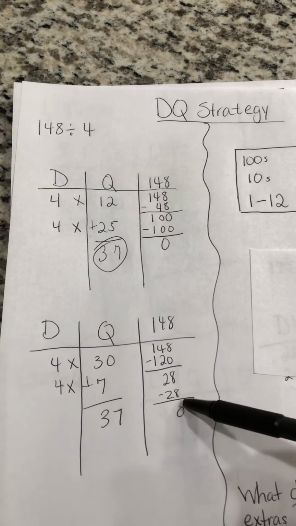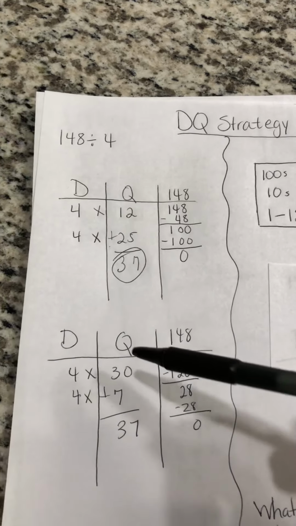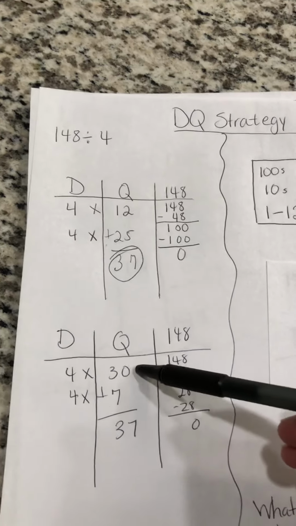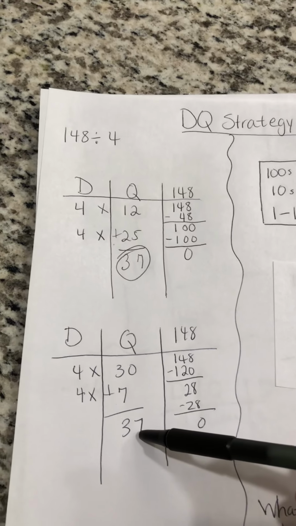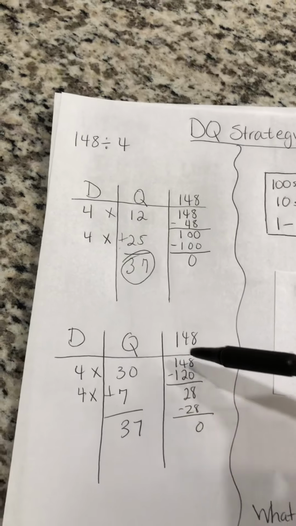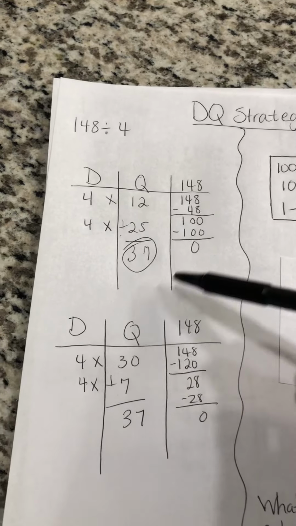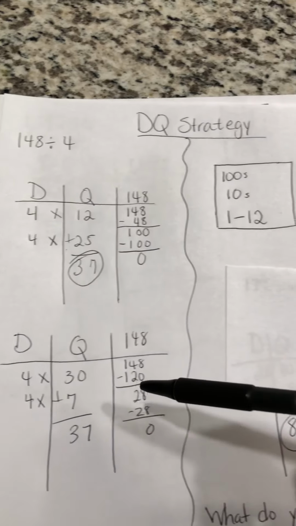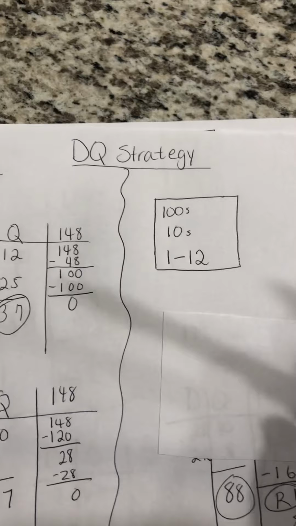Again, 28 minus 28 is 0. I move over to my quotient column and I add the numbers I have here, and 30 plus 7 is 37. I just gave you 2 examples of how you could solve 148 divided by 4 using the DQ method. Either way is correct. All right, moving on to our second column.